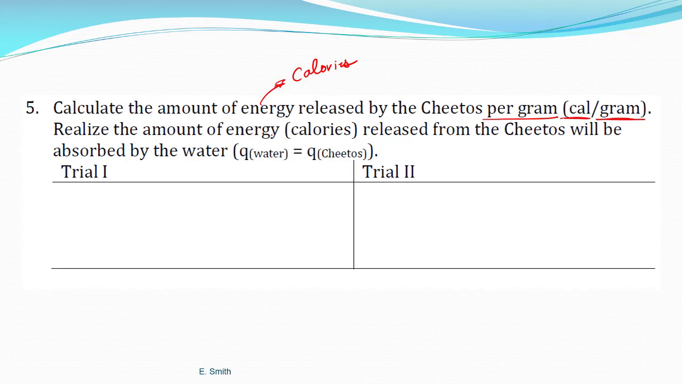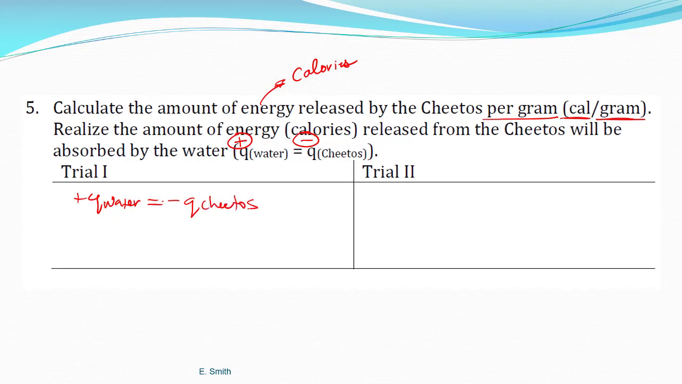Now, here's the thing. The amount of energy in calories released by the Cheeto will be absorbed by the water. So the Q of the water, which I hope we all recognize absorbed energy, so it's a positive Q, will be equal to the Q of the Cheeto because the energy was released by the Cheeto. So literally what we're talking about is this: the Q of the water, which is a positive value, is equal to the negative Q of the Cheeto.